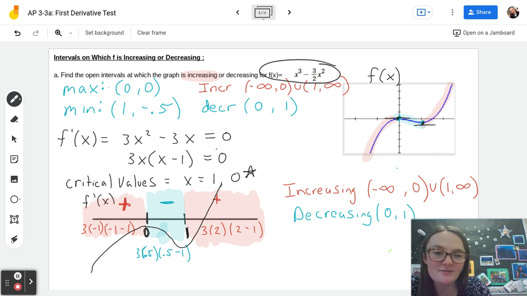So we can see that the graph is increasing from negative infinity to 0, and then it's also increasing from 1 to infinity. It's decreasing where it's blue, which is from 0 to 1, and that is the first derivative test.